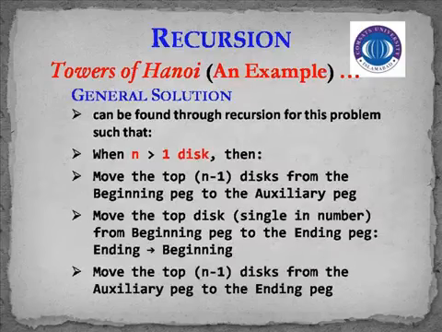Dear students, the general solution to this problem states that if the disks are greater than 1, then move the top n-1 disks from the beginning peg to the auxiliary peg. Move the top disk, which is single in number, from the beginning peg to the ending peg. Finally, move the top n-1 disks from the auxiliary peg to the ending peg.